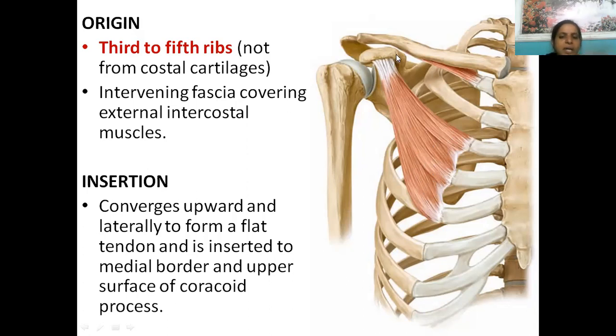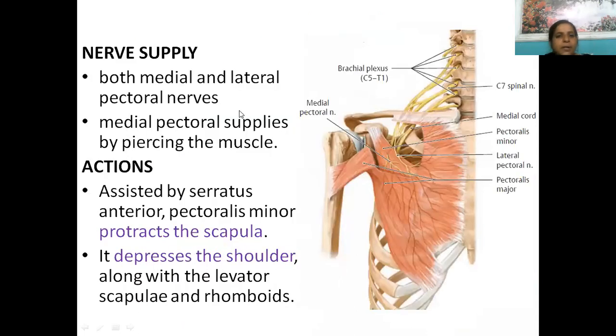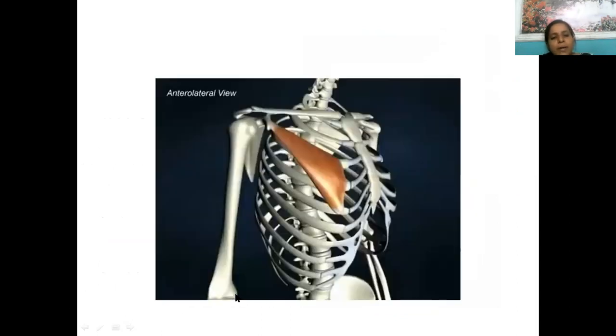Where is it getting inserted? At least one word you can remember, that is the coracoid process of the scapula bone. Okay, you need not write much in detail. At least if coracoid process is coming, then also we will give you marks. Insertion of pectoralis minor. The nerve supply, we have medial and lateral pectoral nerves. Action: along with serratus anterior, pectoralis minor helps in protraction. Okay, protraction is this, retraction is this. Protraction, when you bring forwards. So it depresses the shoulder along with levator scapulae and rhomboids.